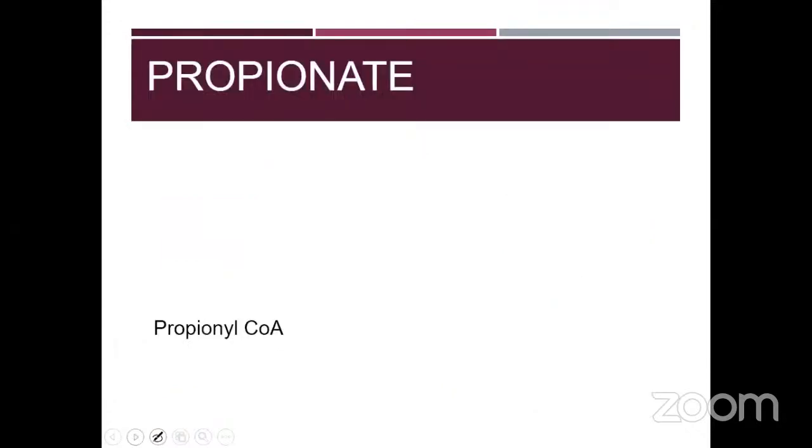Next is propionate, or propionic acid. I told you the beta oxidation or degradation of odd chain fatty acids will yield finally a 3-carbon compound. Propionate: meth, eth, and prop. So a 3-carbon acid, CH3, CH2, COOH is propionic acid. To that, if a coenzyme A is attached, it is propionyl CoA.